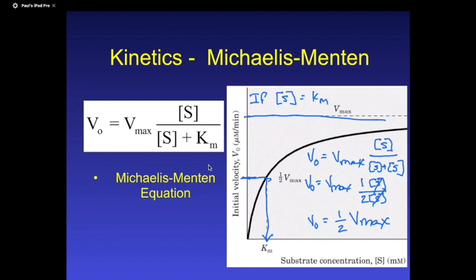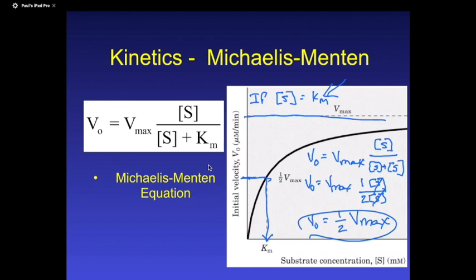Okay? And that's a good way to estimate the Km. It's not the best way to actually determine the real value. Okay? Now, this whole thing is dependent upon this assumption. I said if the substrate is equal to Km, that's what the math happens.